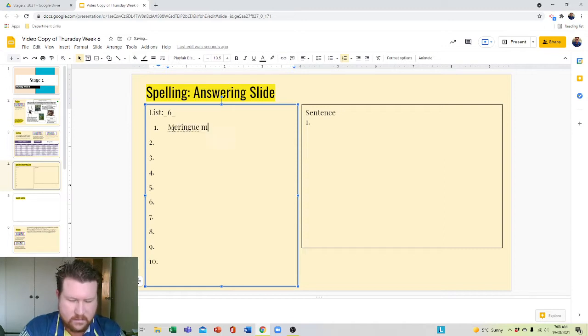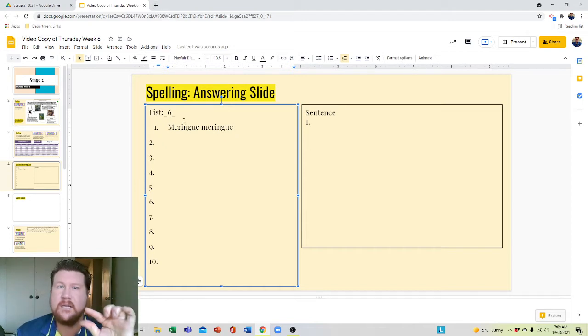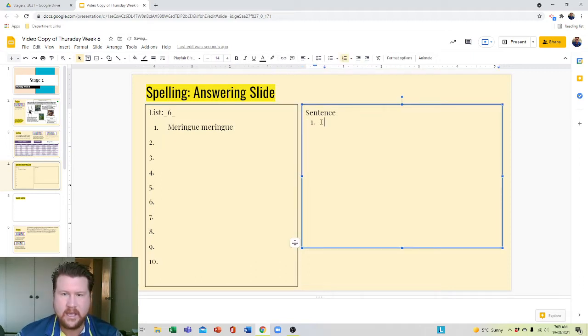Meringue. If you're ever unsure about a word, you want to know how to pronounce it, you can just go straight up here. Type in the word and definition, and it'll also have a little audio button, and it will say the word for you, just so you learn how to pronounce it. And then write your sentence, 2 of them.